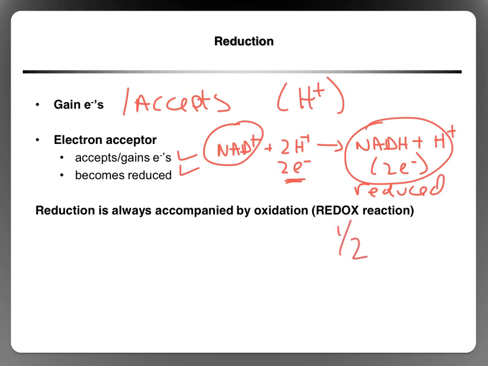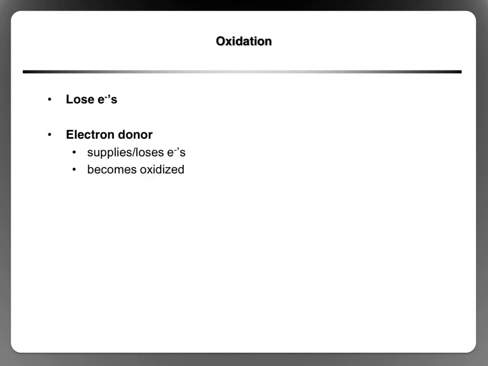Redox is reduction, oxidation. Reduction is always accompanied by oxidation. So we've got reduction going on, and therefore they always accompany each other, so oxidation must also be going on. Let's talk about what oxidation is. Oxidation is the act of losing electrons.